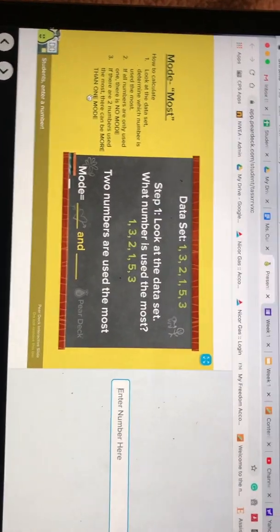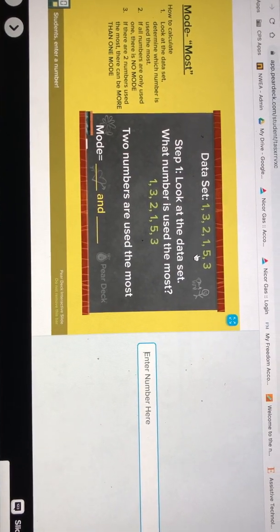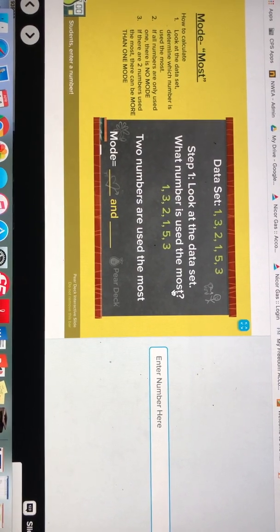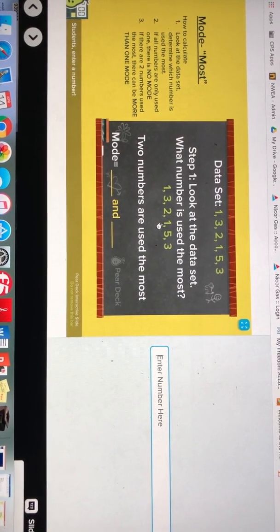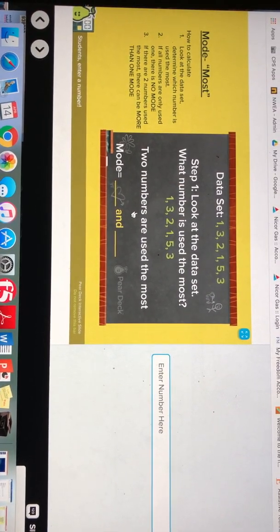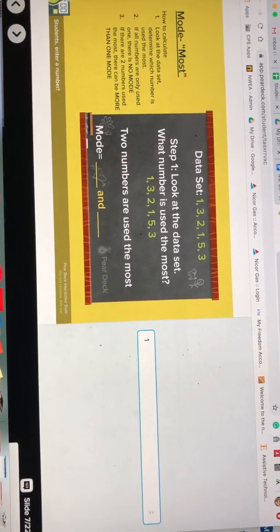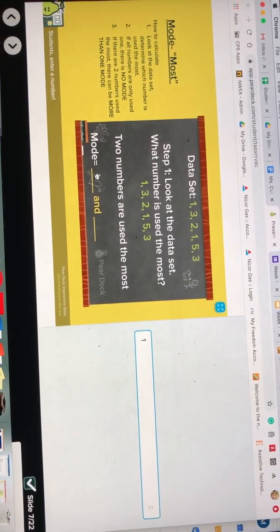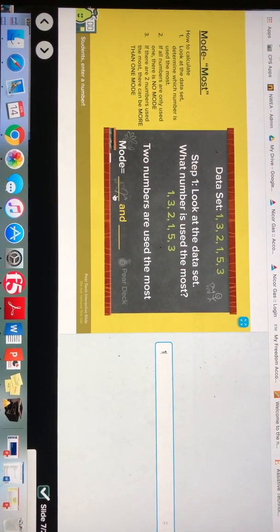Let's look at our third example. Our data set is 1, 3, 2, 1, 5, and 3. Step number 1, look at the data set. What number is used the most? I see 1 is used twice and 3 is used twice. So that means 2 numbers are used the most. So our mode is 1 and 3. It's not letting me put a space, but the answer is 1 and 3. We have more than one mode in this case.